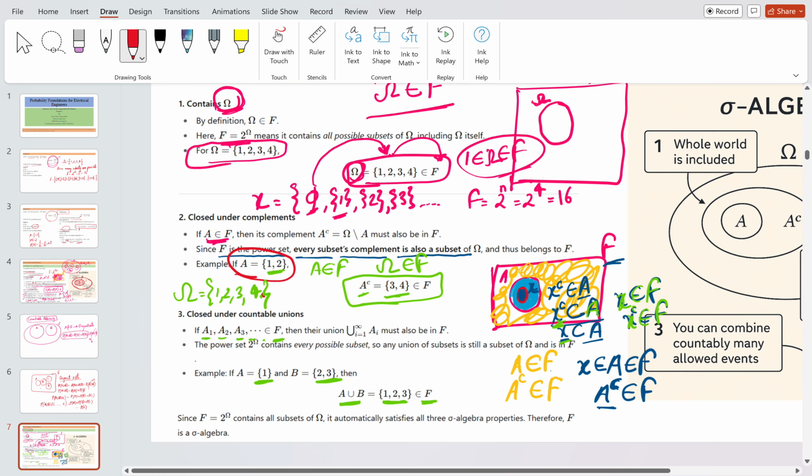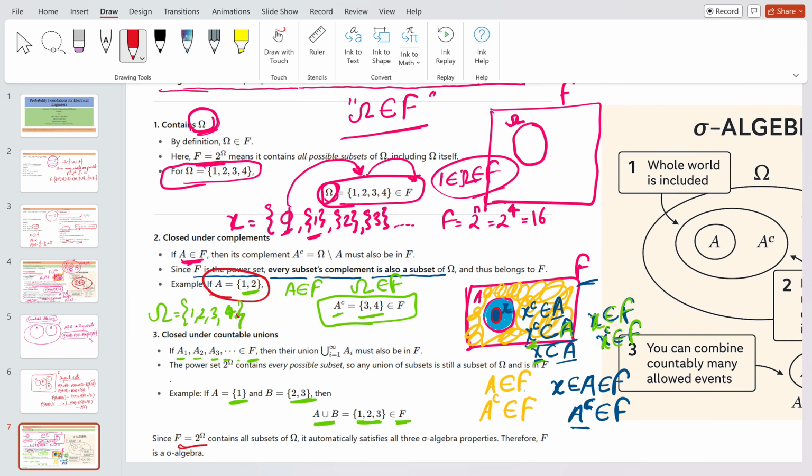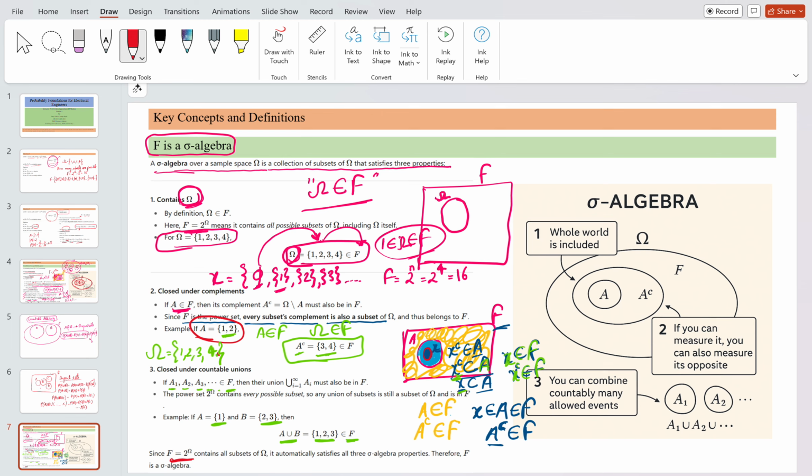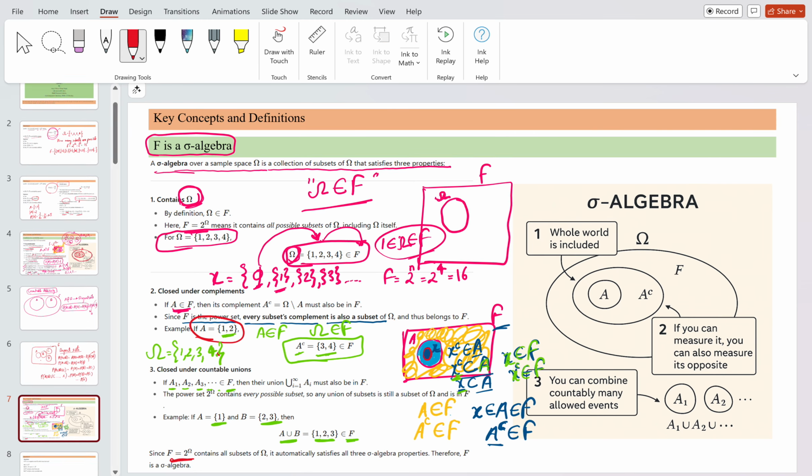Because all the subsets which are possible, that is 2 to the power n. F is equal to 2 to the power n, which contains all the subsets of omega. It automatically satisfies all three sigma algebra properties, that is, F is a sigma algebra. That is an important point to be understood to solve the problem. Let's go to the problem first.